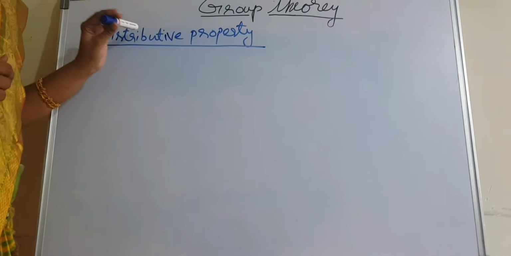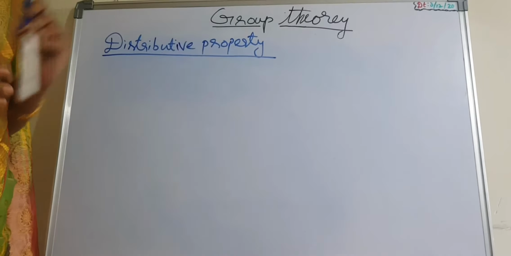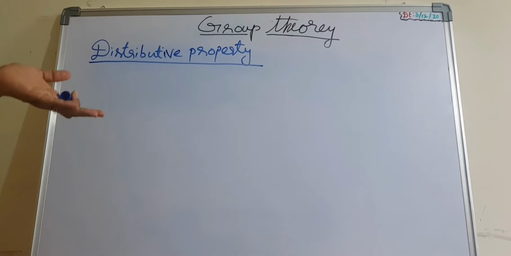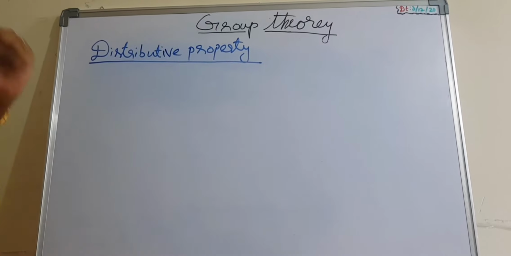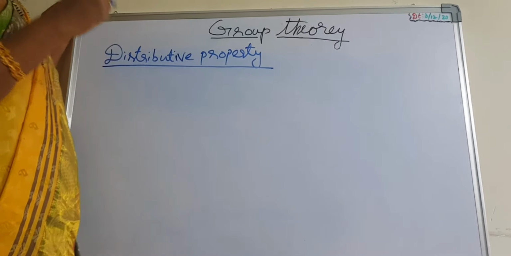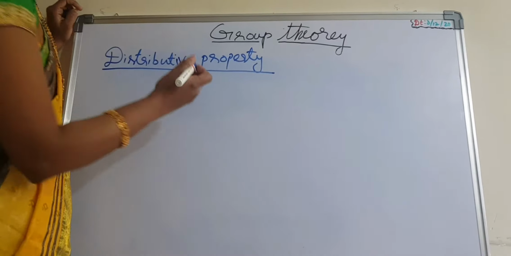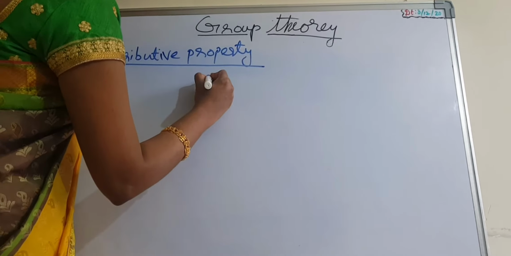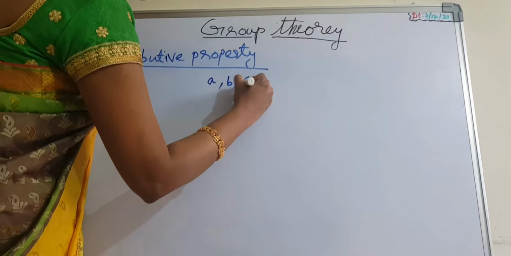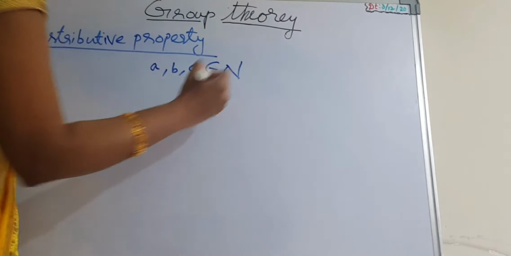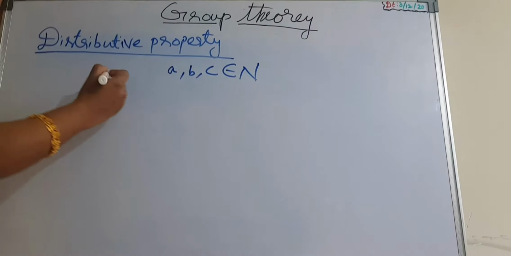Now, we will start the distributive property. Here in the distributive property, we can take any set. I told you, I am taking natural numbers only, so you have to understand that's why I am taking the natural numbers set. You can take real numbers, anything you can take. Here A, B, C belong to natural numbers.